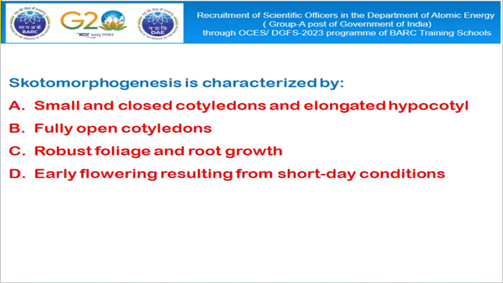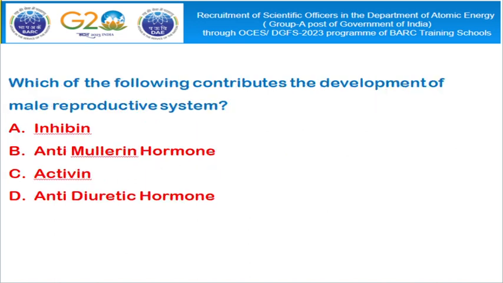Next, skotomorphogenesis is characterized by, so this skotomorphogenesis means germination in the dark rather than under light. Okay, so when the plant is germinating in the dark, it will have small, closed cotyledons and an elongated hypocotyl.